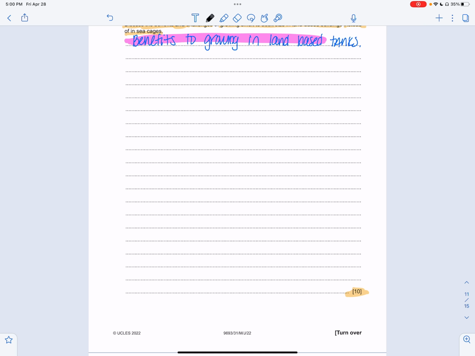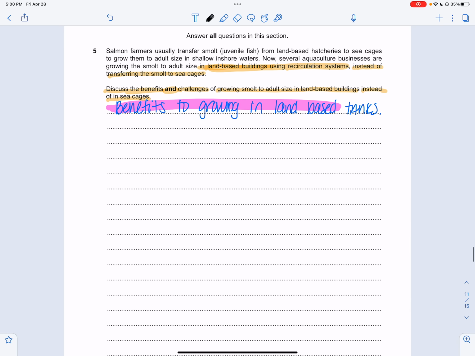So to have this kind of equal and balanced, you can have a maximum of 6 marks for benefits and then 4 for challenges, or a maximum of 6 for challenges and then 4 for benefits. But you can't do 7 and 3. It needs to be maximum 6.